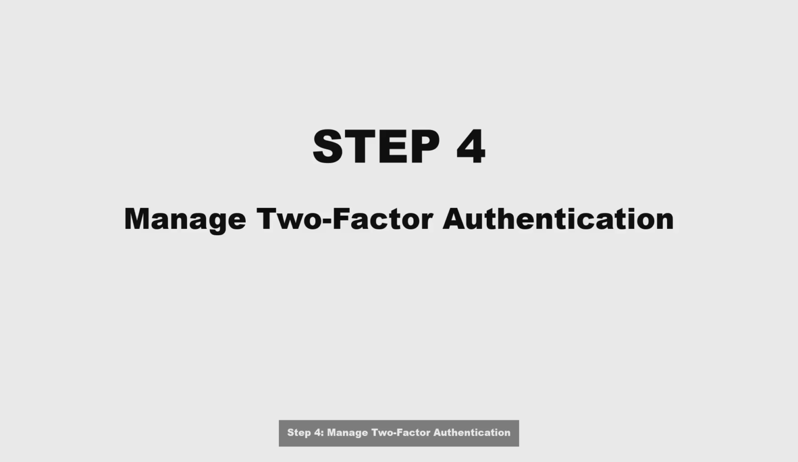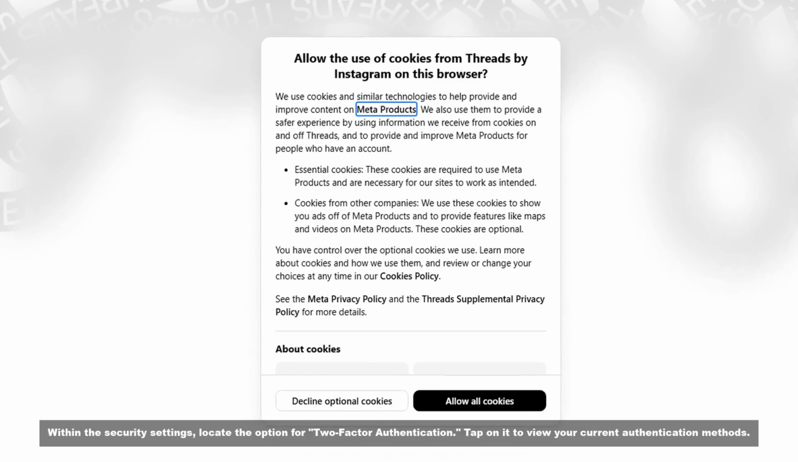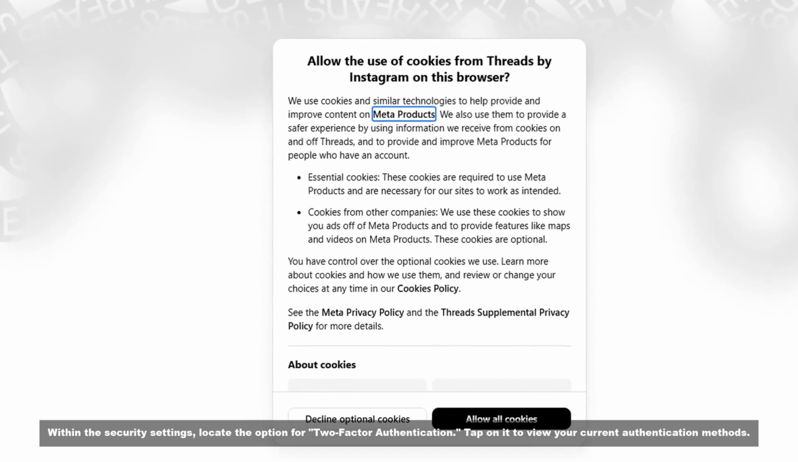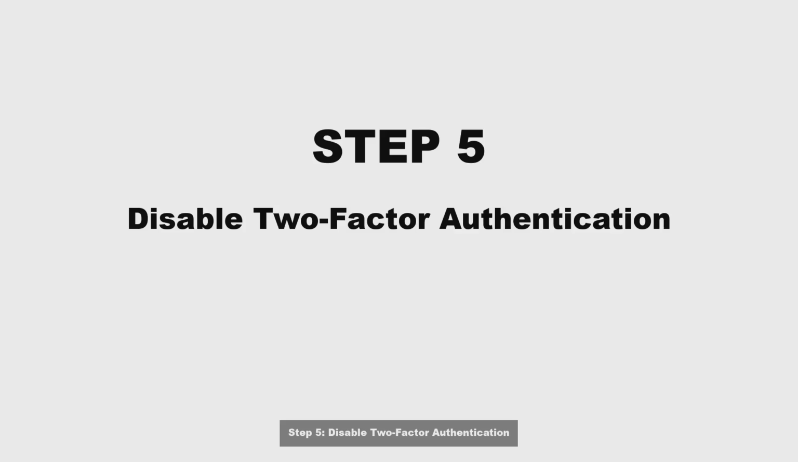Step 4. Manage two-factor authentication. Within the Security settings, locate the option for two-factor authentication. Tap on it to view your current authentication methods.